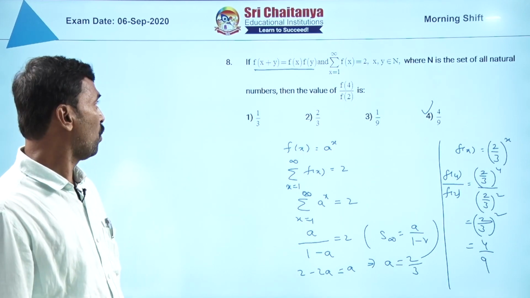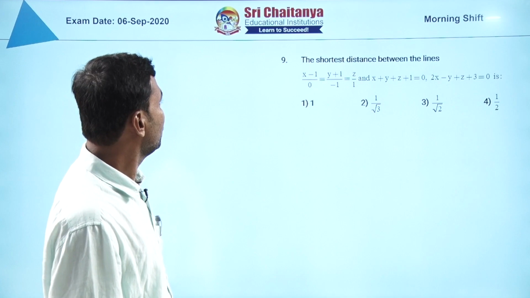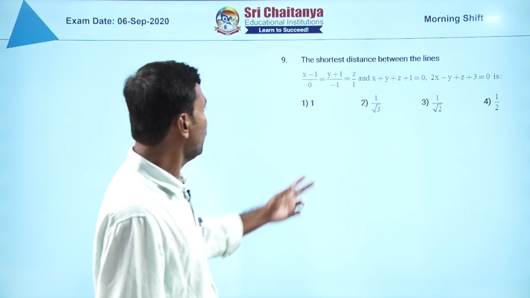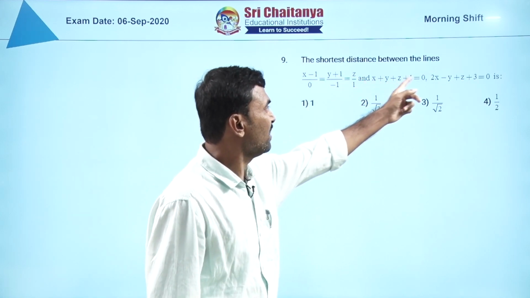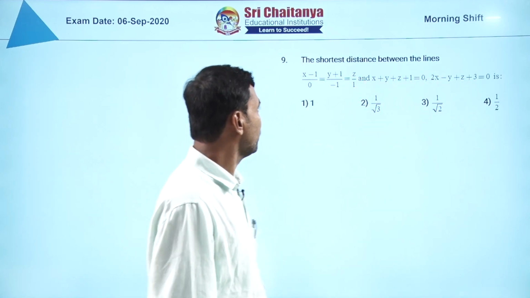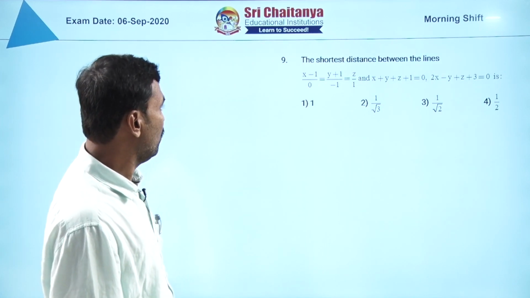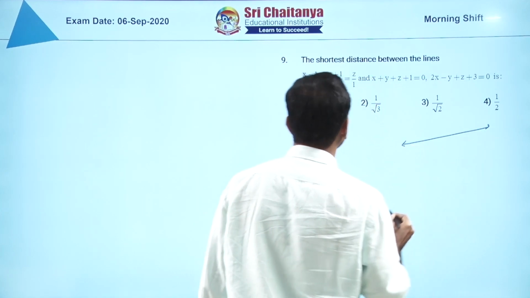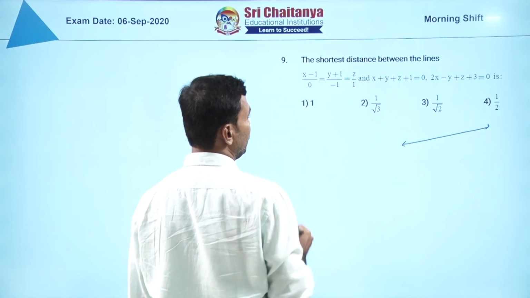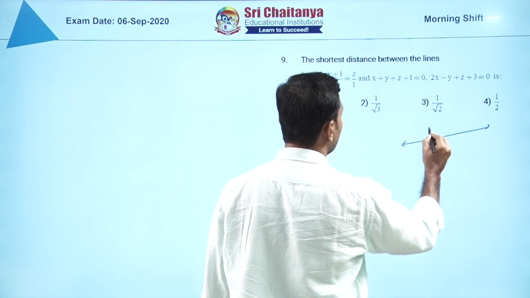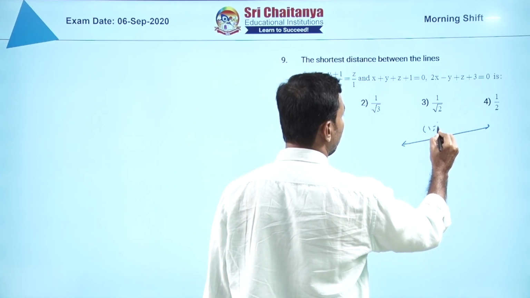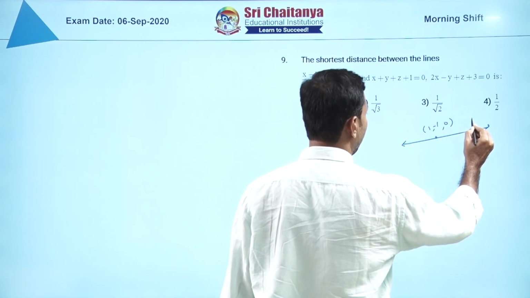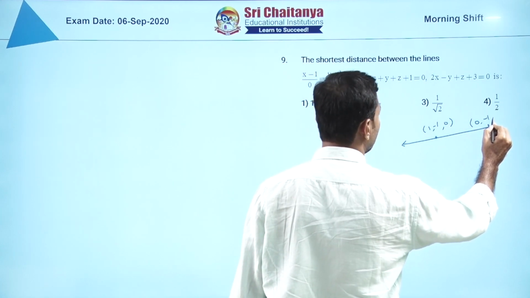Now, let us go to the ninth problem. In the ninth problem, he is asking from 3D lines and planes: the shortest distance between the first line and the second line. These two planes combinedly represent a line. First line is this, in symmetric form of the straight line. So, it is passing through the point 1 comma minus 1 comma 0 and having direction ratios 0, minus 1, 1.